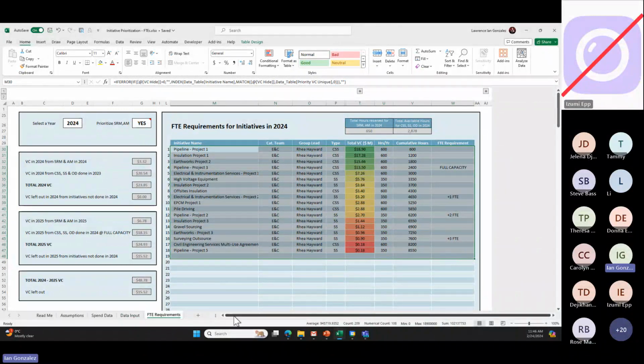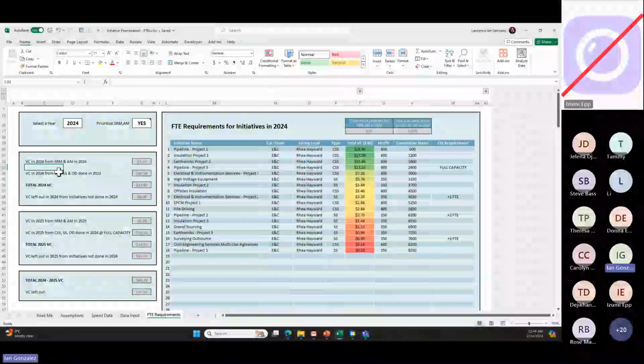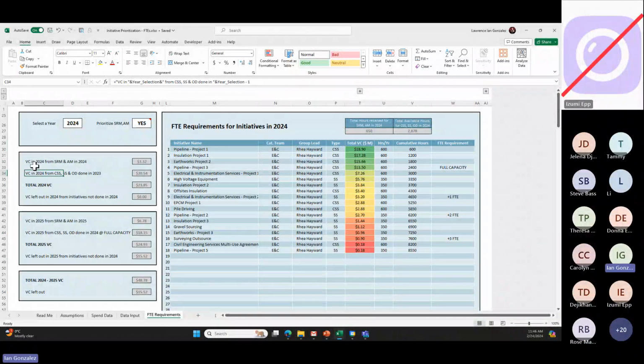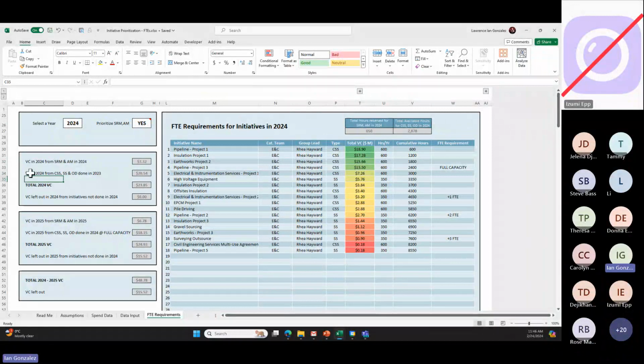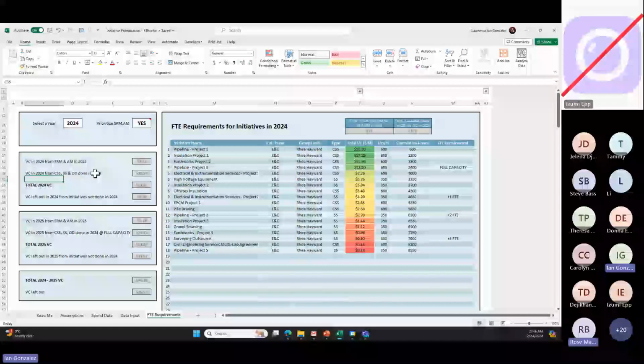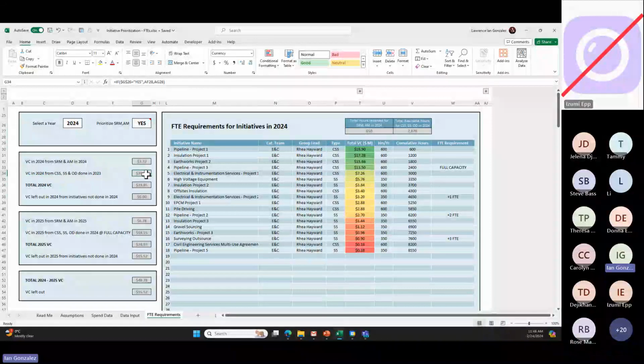Initiative prioritization. And then you have a little bit of a report on the left side over here. It says here, and remember, these are just estimates only, the value creation in 2024 from SRM and AM activities will be $3.3 million. The value creation you get from complex strategic sourcing, SS and OD in 2023 is this, the previous year. So in 2024, this much. So are you going to prioritize SRM and AM? If it's yes, it makes a different calculation than if you put no.